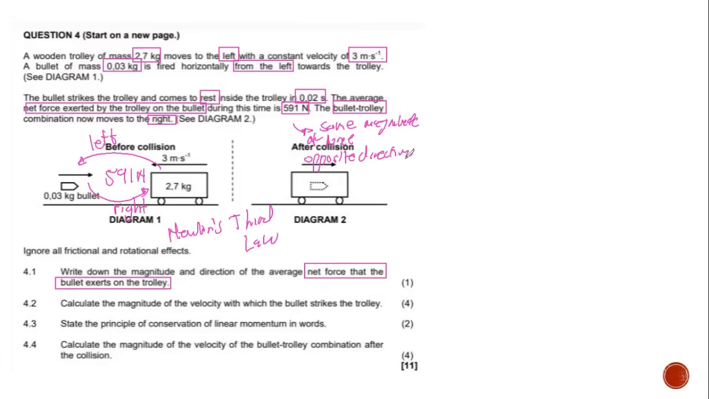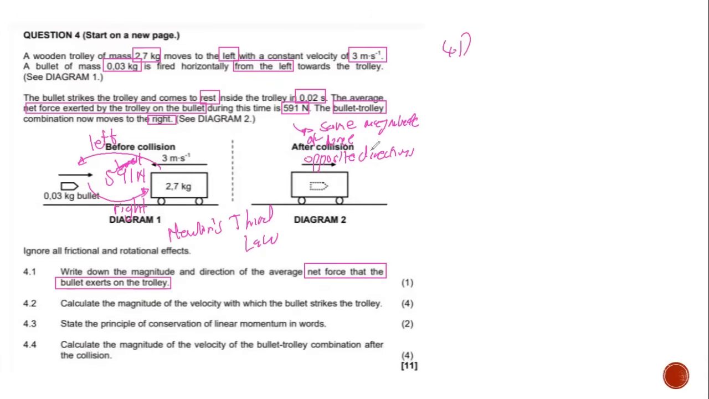So according to Newton's third law, we have the same magnitude of force, but in opposite directions. Now we understand that the trolley is exerting a force on the bullet to the west, but the bullet is exerting in the eastern direction, or to the right. Because they've used left and right here, we are supposed to use that.